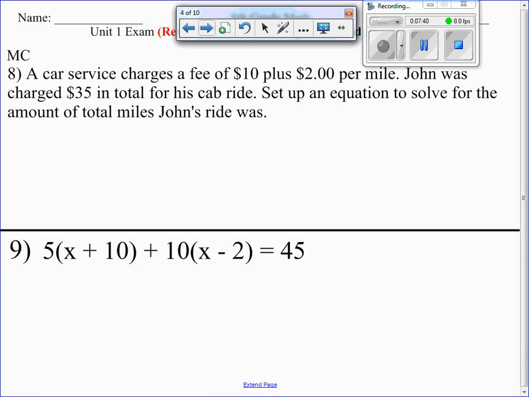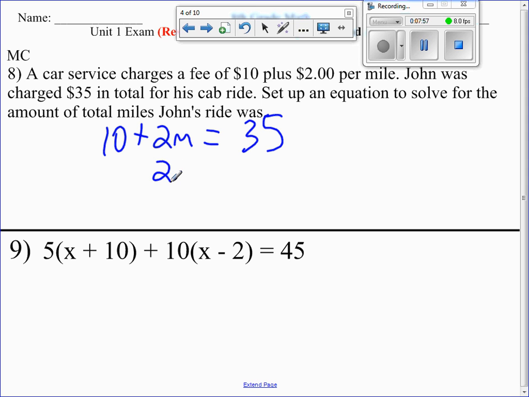Number 8, a car service fee of $10 plus $2 per mile. And the other one is, you paid $35 total. So $10 initial fee, $2 per mile, total of $35. Figure out how many miles you went, subtract 10 from both sides. 2m equals 25. Divide both sides by 2. And m equals 12.5.